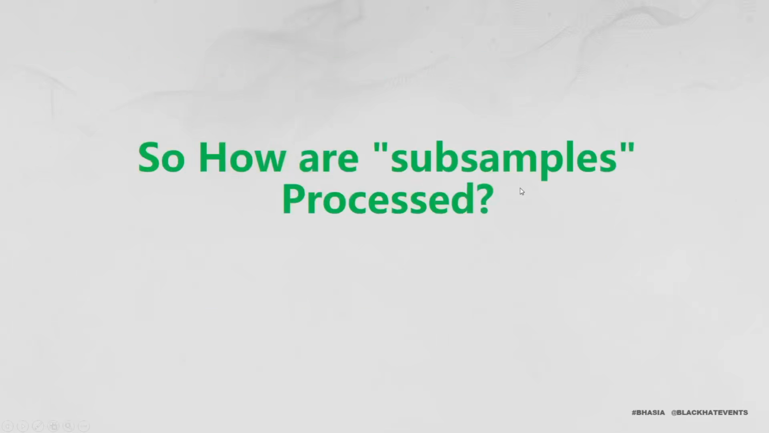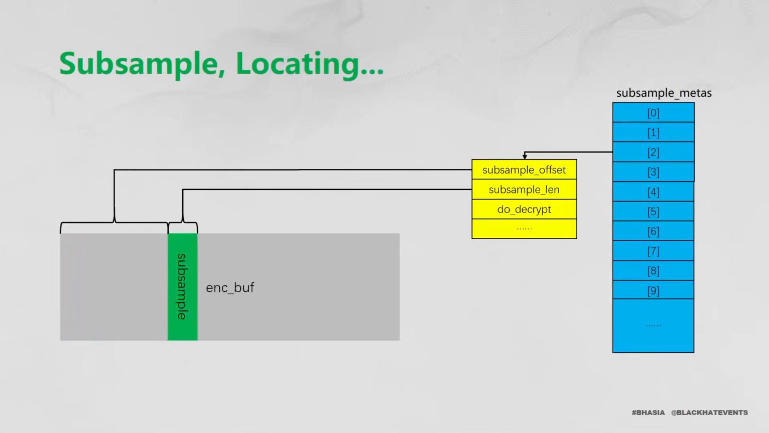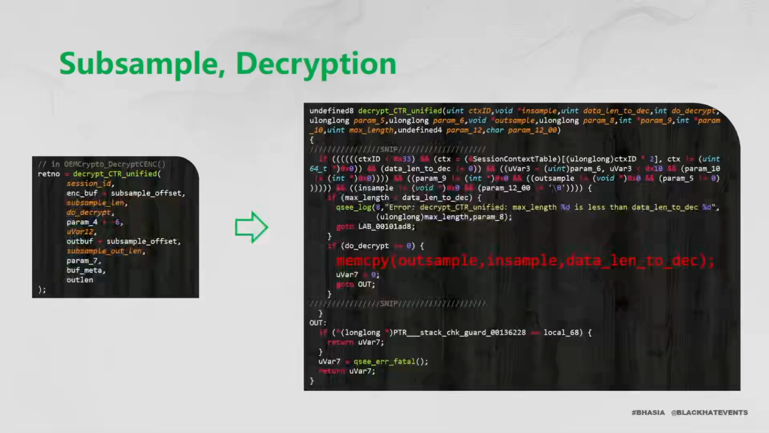So what are the subsamples and how are they processed? Okay, we got these metas, and each element of it contains offset and length information, which can locate them in the in buffer as well as the out buffer. Both of them will contain many subsamples, and the next one and the next one. Okay, we have located these so-called subsamples.